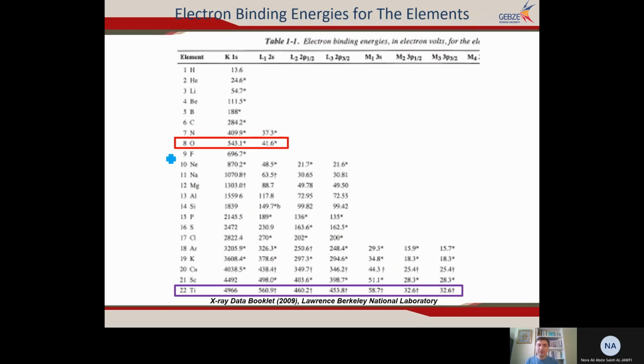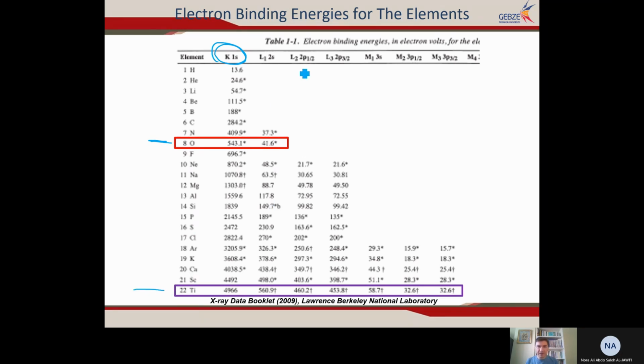Because each element in the periodic table has certain specific binding energies in the orbits. Okay, for example, let's consider oxygen. The electron binding energy in the K shell of oxygen is 543.1 electron volt.